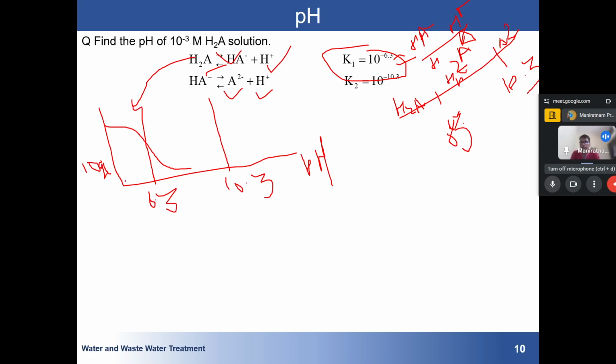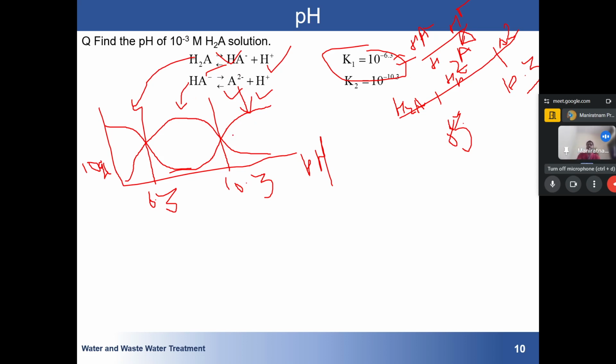And similarly, this will be dominant and it will form like this. So this corresponds to this A minus. And remember, at pH 6.3 the concentration of this and this will be similar. And similarly for pH greater than 10 to the power minus 3, this A2 minus will be dominant. Okay.